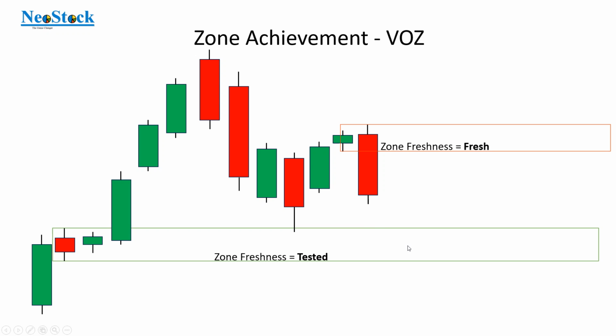But remember, for our discussion, there is no relation with freshness, whether it should be fresh or it should be tested. Anything is okay for our discussion. Just because you learned these concepts some time before, I am just revising those concepts. It is a revision. But this revision should not create confusion while learning this topic, zone achievement VOZ. We are discussing violated opposing zone. This concept does not have any dependency on zone freshness. I hope I made it clear.